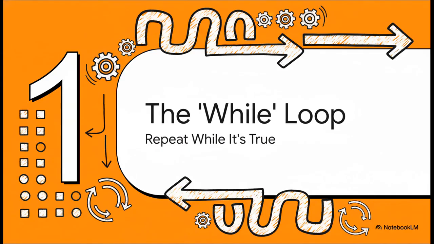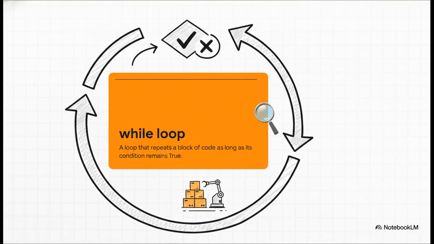Okay, so our first tool in this automation toolbox is the while loop. And really, the name gives you a huge clue about how it works. It's going to repeat a block of code, you guessed it, while a certain condition stays true. The concept here is actually super simple. The while loop is like a little gatekeeper. It just asks one question. Is this condition true? If the answer is yes, it runs the code inside. Then it goes right back to the top and asks again. And it'll keep doing this over and over and over until that condition finally becomes false.